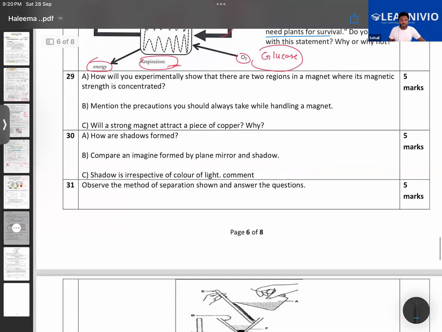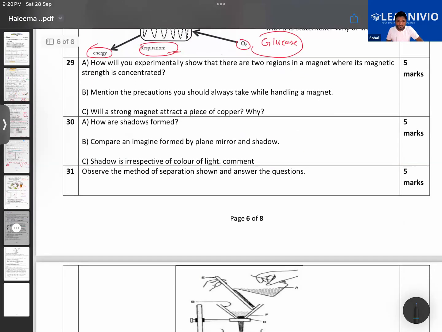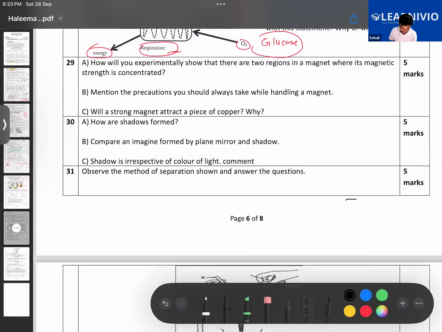Okay. See question number 29. How will you experimentally show that there are two regions in a magnet where its magnetic strength is concentrated? Yes, remember we did learn about this in the class. Yes, Salima. Just require a sheet of paper. You require a bar magnet, and you require some iron filings. Remember that one, no?